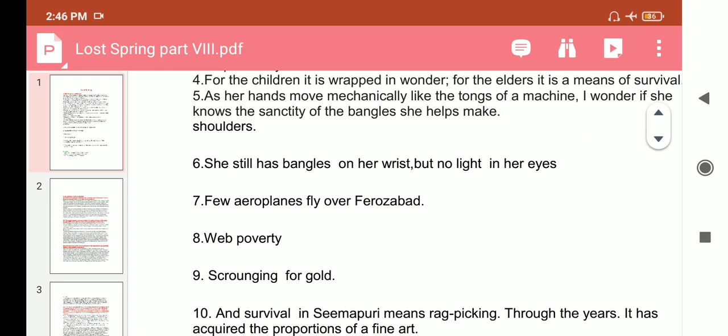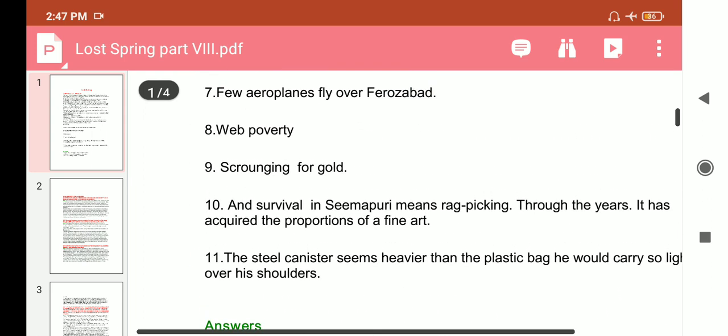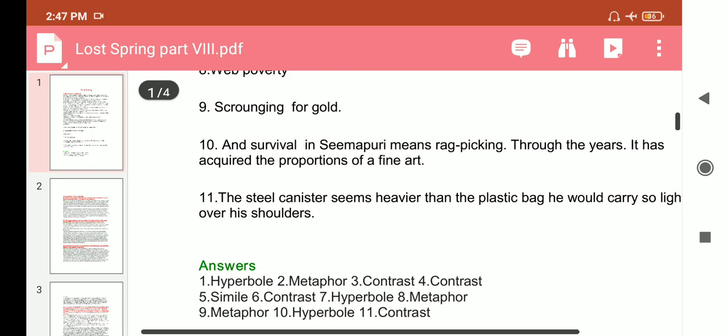Now another is: few airplanes fly over Ferozabad. This is hyperbole. Few airplanes fly over Ferozabad. So here hyperbole has been used.